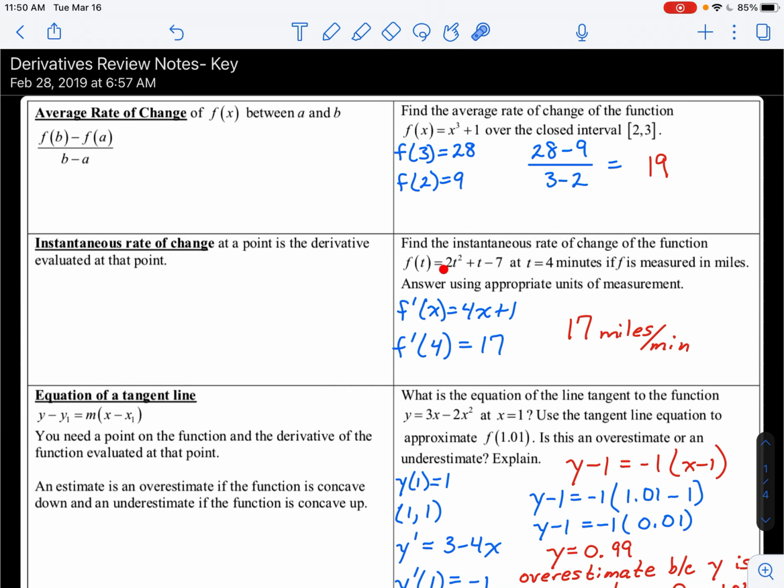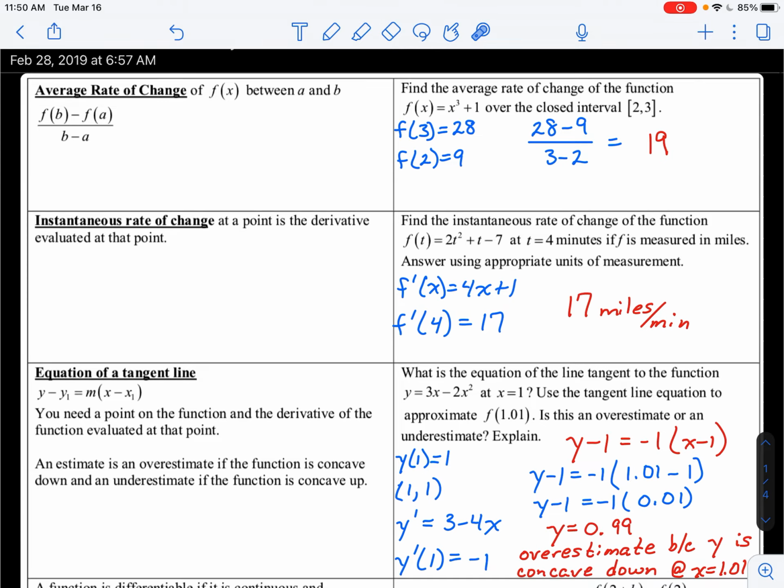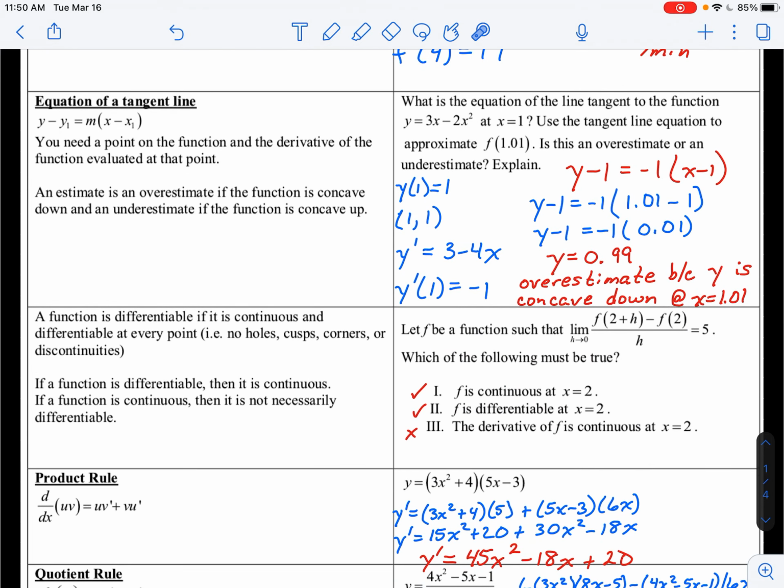And so this is just our power rule. So multiply the exponent times the coefficient, 2 times 2 gives us the 4. We subtract 1 from the exponent, so that's just 4x. The derivative of t is just 1, and the derivative of a constant is 0. Now we take that derivative and we evaluate it at that time of 4. If we plug 4 in for the x, that gives us 16 plus 1, or 17 miles per minute.